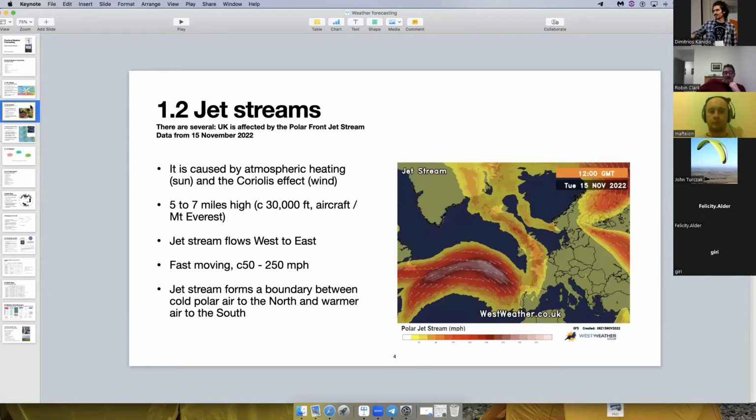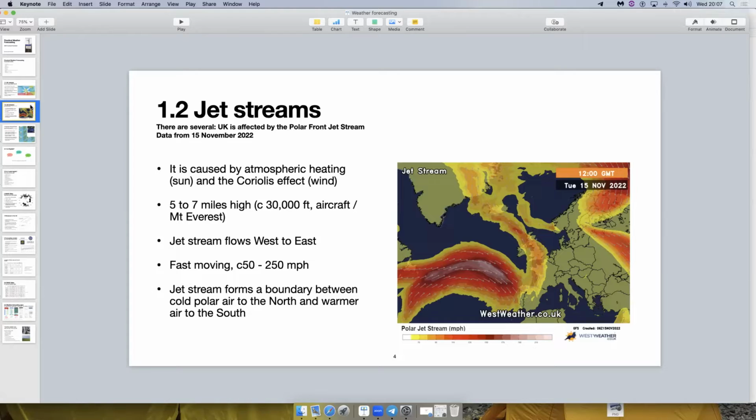The weather in the UK comes largely from the west or the southwest, and that's influenced particularly by the jet stream. The jet stream, like other weather, is caused by atmospheric heating and the Coriolis effect, but it happens very high up, around 30,000 feet, 5 to 7 miles. That's the height at which aircraft fly and the height of Mount Everest. And it flows across from west to east at a great rate, somewhere between 50 and 250 miles an hour.